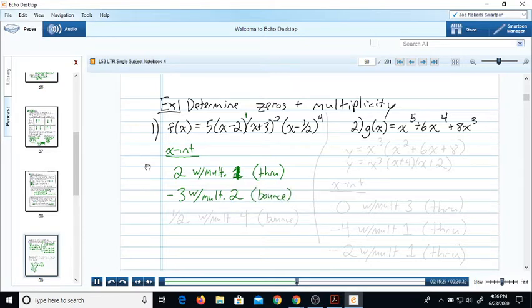More on that later. And then we have another x-intercept at 1/2. This has a multiplicity of 4, looking at that exponent, which is even, so it will bounce.